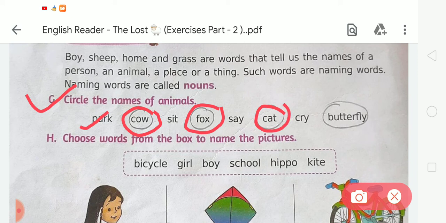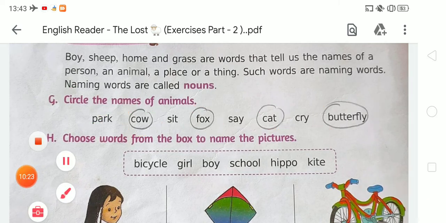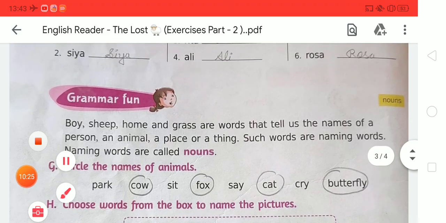After that next is cry, no, it is not. So next is butterfly, yes, it is. So we have to circle it. Like this, we have to complete this exercise G. So dear student, I hope you all understood how we complete these exercises.